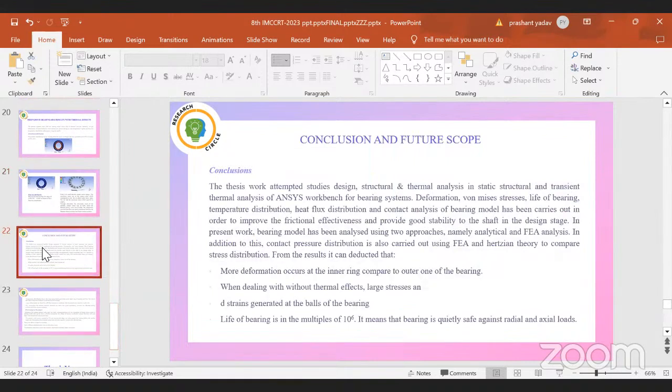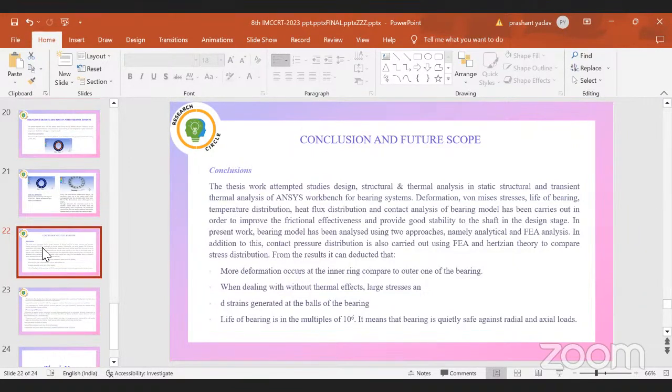This is our conclusion and future scope. Sir, this is the thesis work that attempts to study the design, structural and thermal analysis, static structural and transient thermal analysis of the ANSYS Workbench for a bearing system. Deformations, von Mises stress, life of bearing, temperature distribution, heat flux distribution and contact analysis of the bearing model have been carried out in order to improve the frictional effectiveness and provide good stability to the shaft in the design stage. In the present work, the bearing model has been analyzed using two approaches, namely analytical and FE analysis.